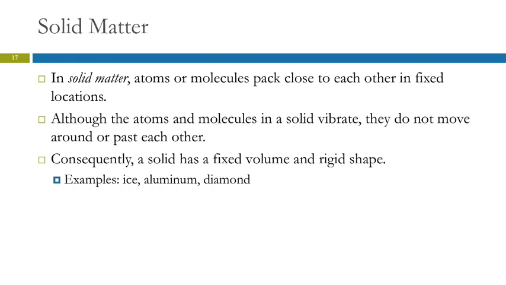So, fixed volume, rigid shape: characteristics of a solid. Think about an ice cube. Take the ice cube out of its tray. Does its shape change? No. Put it on the counter? No. Put it in a cup? No. The shape stays the same. That's a rigid shape. And the volume is fixed. It doesn't change.